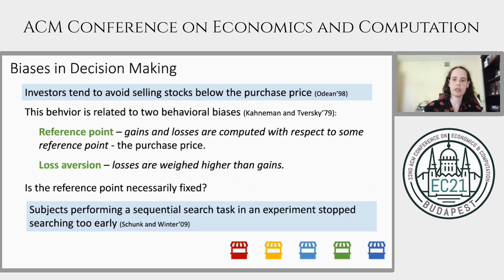This was demonstrated by an experiment that Schunk and Winter ran. Roughly speaking, in this experiment, subjects had the following search task. They had to buy some item, and they needed to visit stores to find this item at the lowest price. At any time, they could stop and buy the item. Schunk and Winter showed that the subjects stop searching prematurely, and that the search behavior was consistent with a changing reference point, where the changing reference point was the minimal price that they observed.